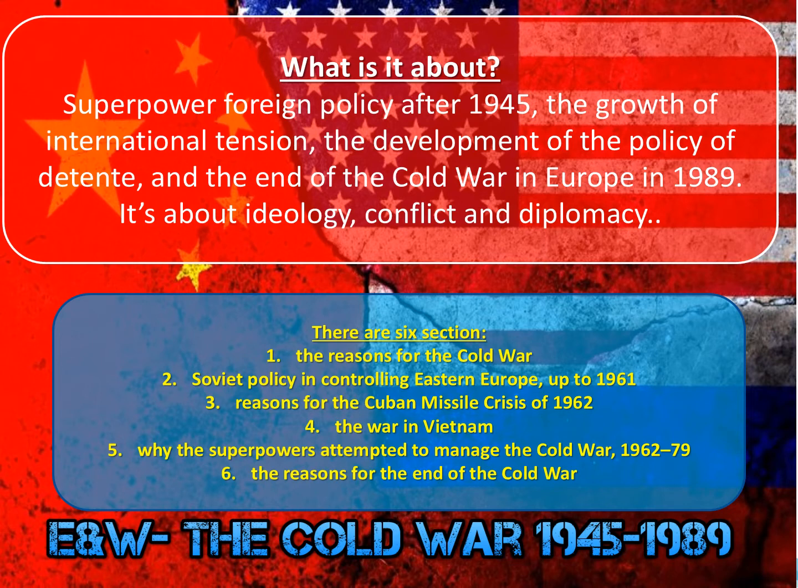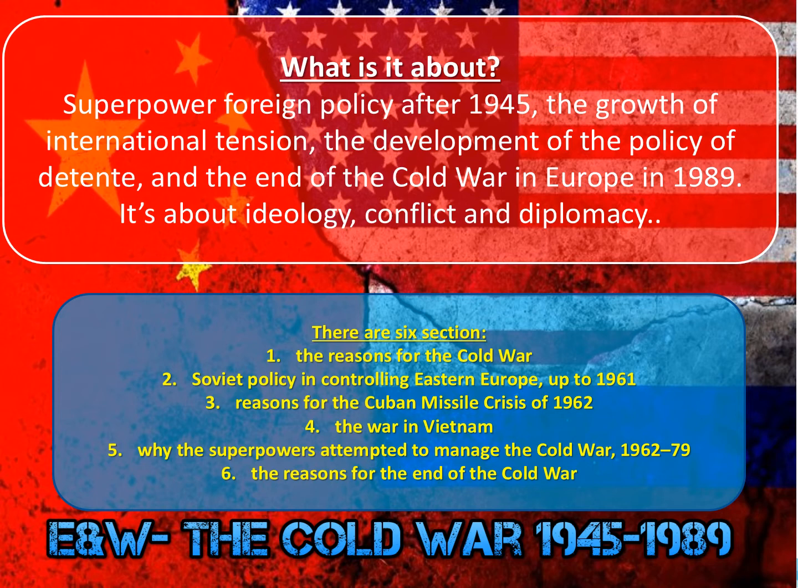Now, the Cold War. What will we be covering in the Cold War? What is the Cold War all about, for those of you who aren't sure? Superpower foreign policy after 1945, the growth of international tension, the development of the policy of détente, and the end of the Cold War in Europe in 1989. It's all about ideology, conflict, and diplomacy. The Cold War was ultimately a conflict between the United States of America and the Soviet Union.